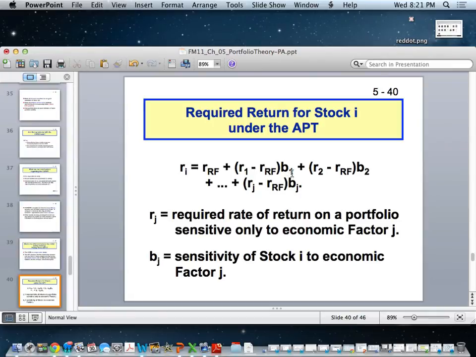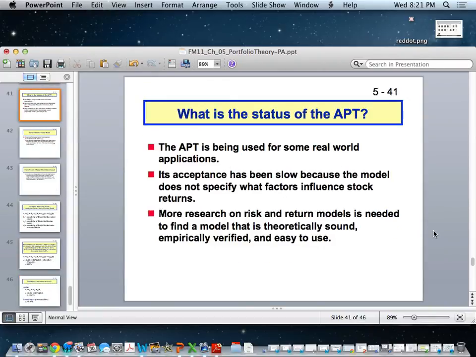So this beta 1 here could be the market beta. Beta 2 could be the beta on GDP, beta 3 and so on. What is interesting is these factors have not yet been identified. That's the next frontier. The APT is being used for some real-world applications. Its acceptance has been slow because the model does not specify what factors influence stock returns.